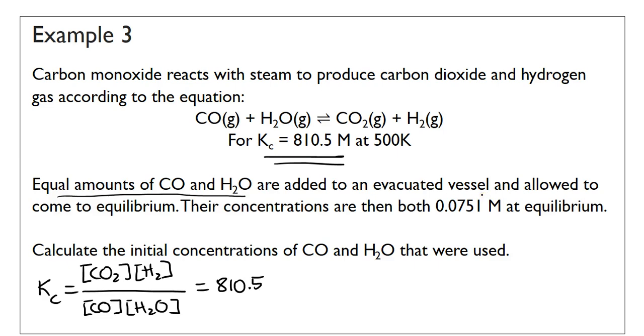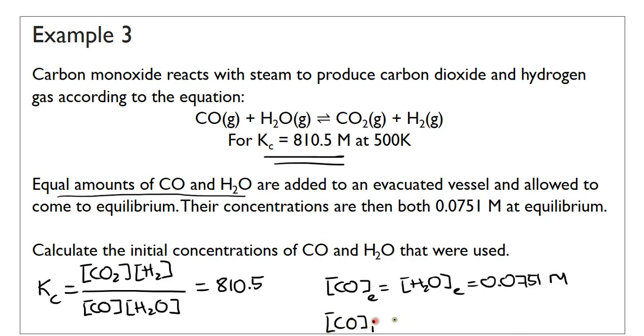So I don't actually know what the volume of the vessel is this time, and I also don't know the initial amount of CO and H2O. But I know that the concentrations of CO and H2O at equilibrium is this. So I know that the concentration of CO at equilibrium equals the concentration of H2O at equilibrium, which is 0.0751 molar. And the question actually asks you to work out the initial concentration of CO, which would equal the initial concentration of H2O, but I don't know what it is.